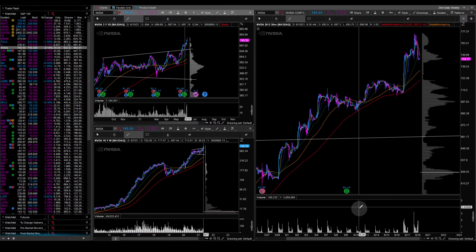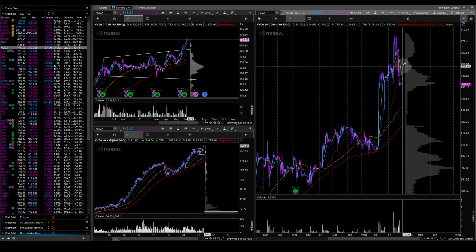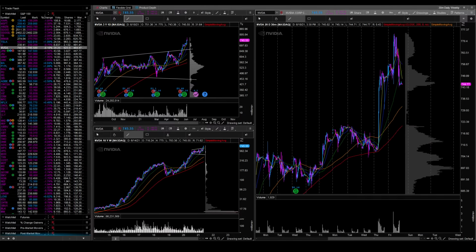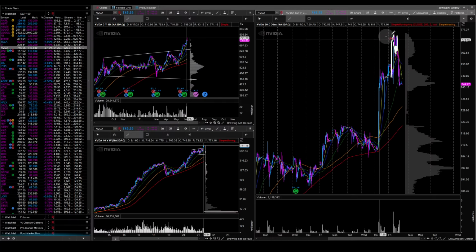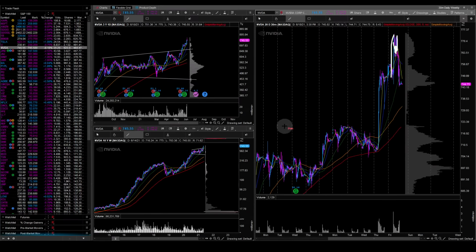The structure today was kind of hard to, well, you can kind of see it on the 30-minute, right? We made this move, and then it pulled back. It kind of did this, and it tried to make a new high on a 5-minute, right? This is a 30-minute, and then it started to reject, and it comes in.